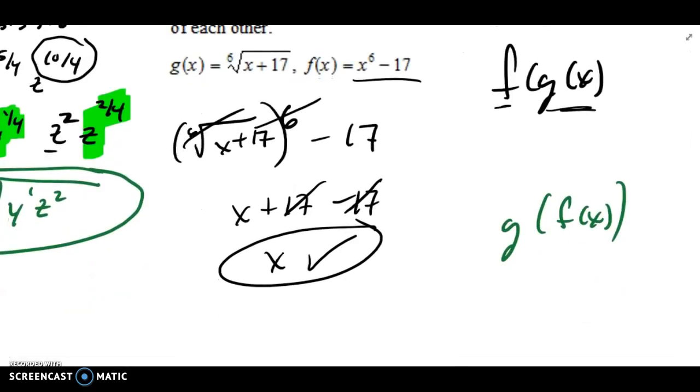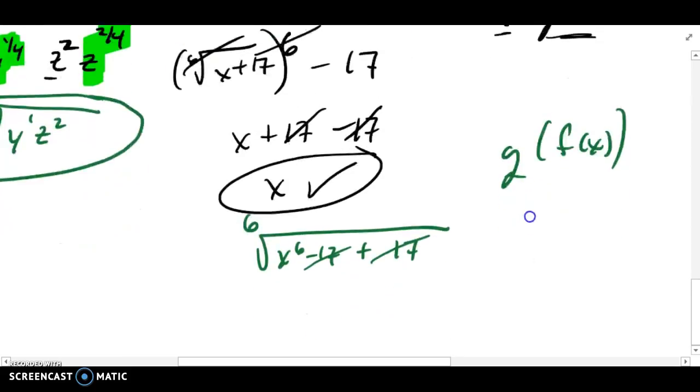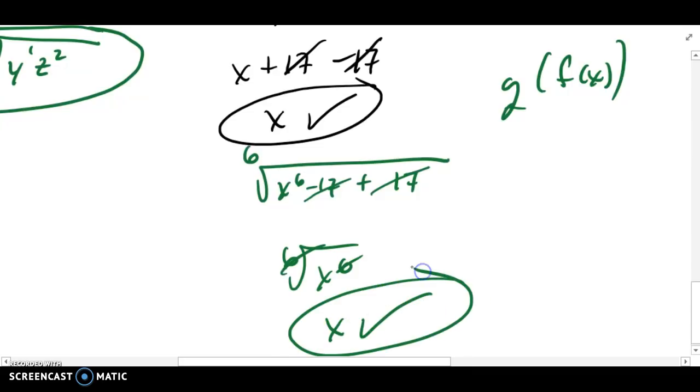So we're going to do the same thing with g of f of x. So here is g. Right there. That's g, okay? Next we're going to put f of x in. So I'm going to erase that. And we're going to put x to the 6th minus 17. Those are going to cancel. So we're going to get 6th root of x to the 6th. Those are going to cancel. And I got my inverse. Okay, because both of them checked.